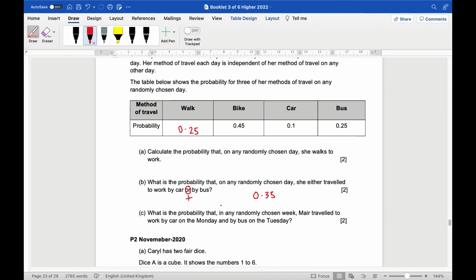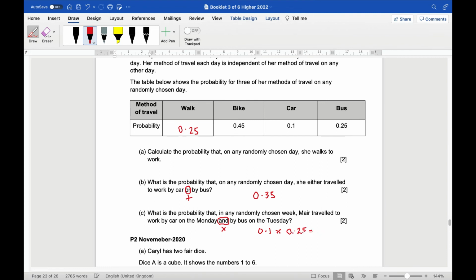Whereas part C, what is the probability that in a randomly chosen week, Maya travels to work by car on a Monday and, another word for and then, so this followed by this, then this and this happening. Okay, now this is your times question because there are 2 events, much like the tree diagram. We want the car on the Monday, and the bus on the Tuesday. So this is where we do multiply them.